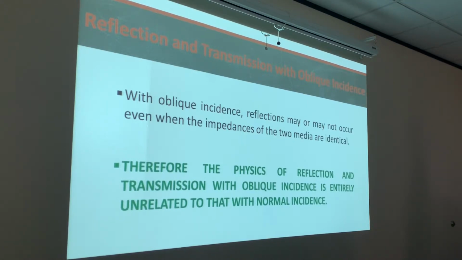Why is that, Samin? Say it again. Sorry, I was nodding. Why is the physics of reflection and transmission with oblique incidence entirely unrelated to normal incidence? Because normal incidence depends on the impedance differences between the mediums, right? Alright? Normal incidence depends on the impedance differences. We can't predict whether sound is going to transmit or reflect with oblique incidence. We're talking about the IRC and ITC, we're talking about normal incidence.